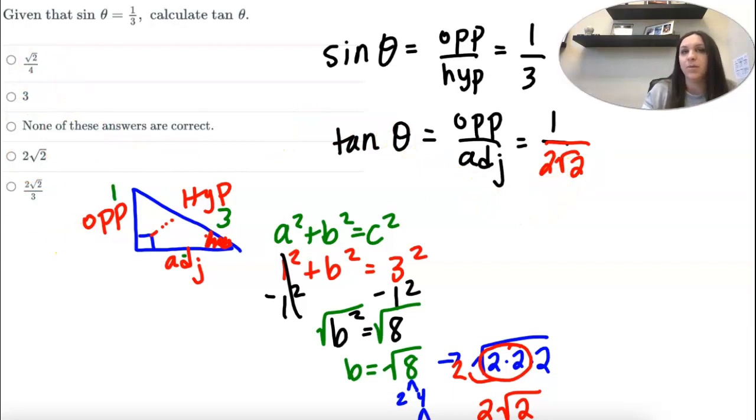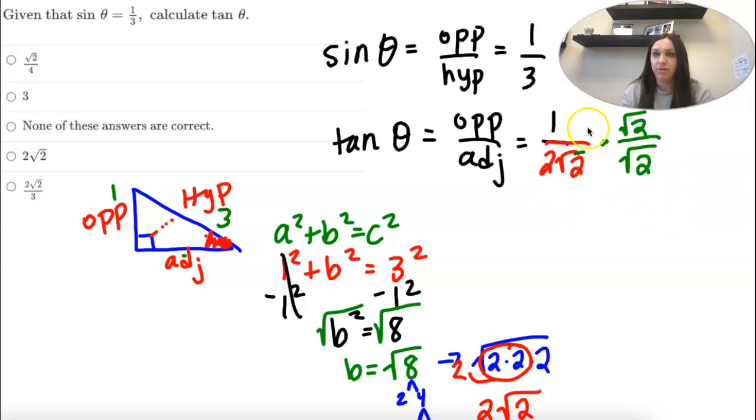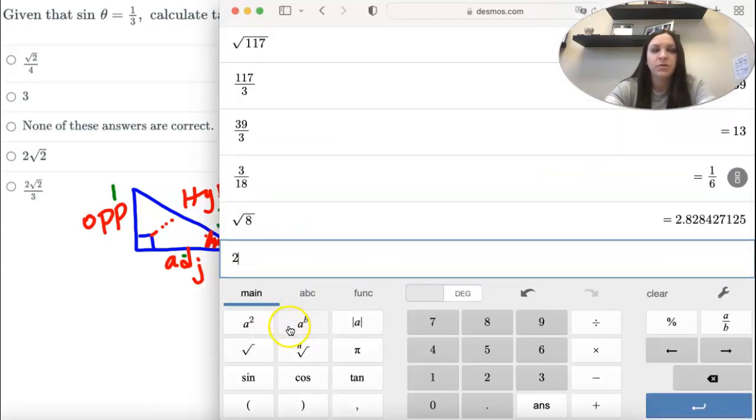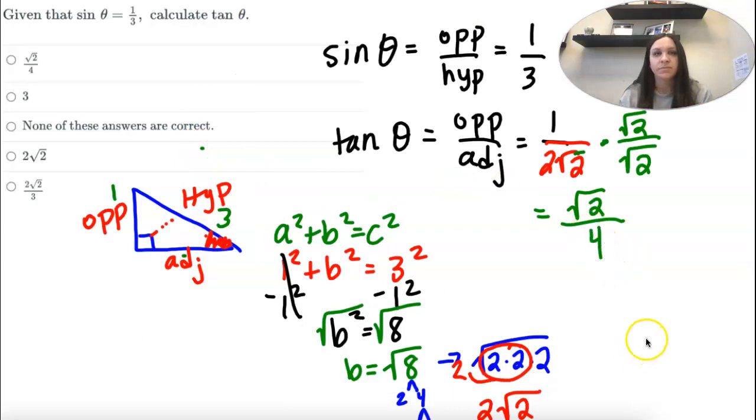Uh-oh, that's not there because you can't have a radical or square root in a denominator. So to get rid of it, we rationalize the denominator, meaning we multiply the bottom and the top by whatever the radical is. So on the top, 1 times the square root of 2 is the square root of 2. On the bottom, 2 square roots of 2 times the square root of 2 is 4. That's it. That's our answer.